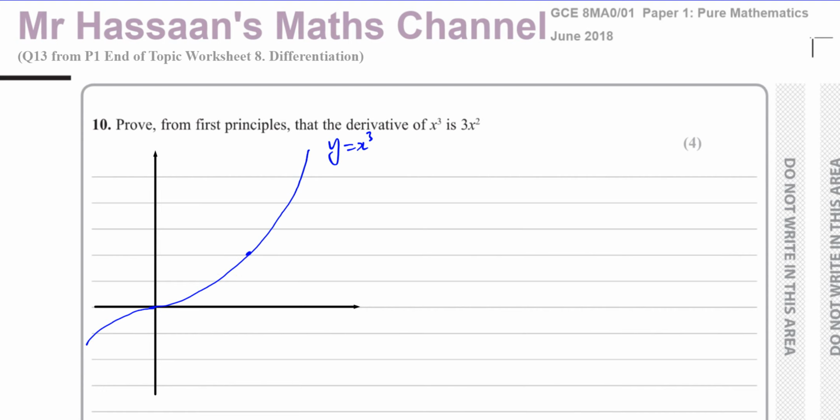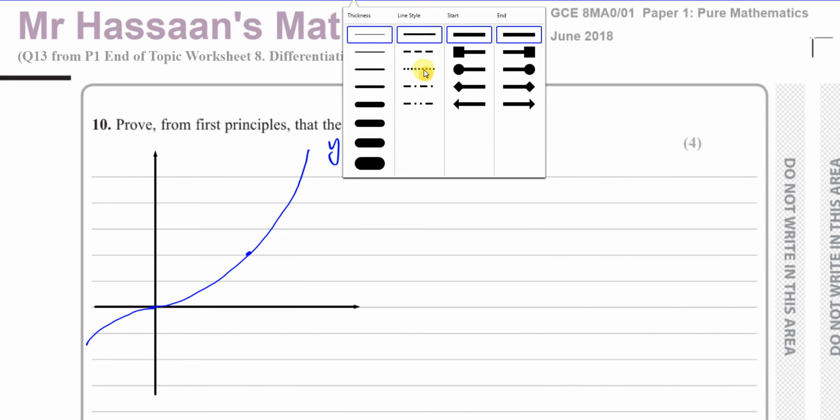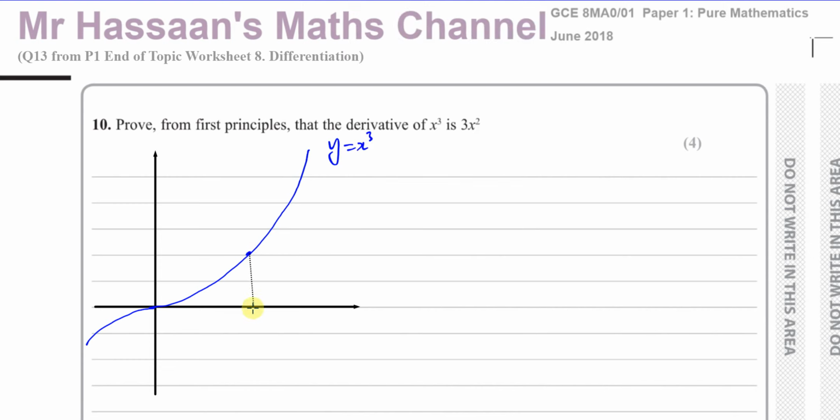This point P has an x coordinate over here, and that's the y ordinate. Together they give you the coordinates of this point P. Let's say its x coordinate is x, and the y coordinate, let's call it yp.